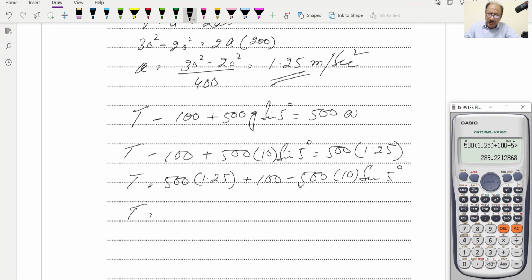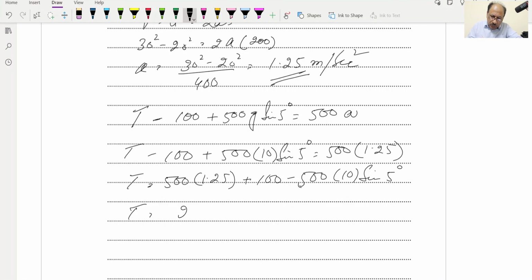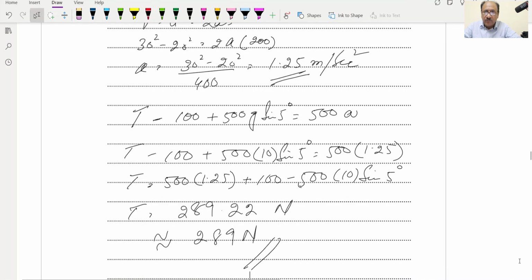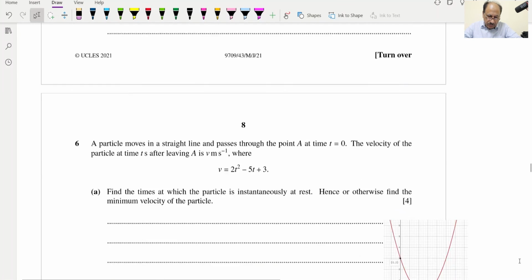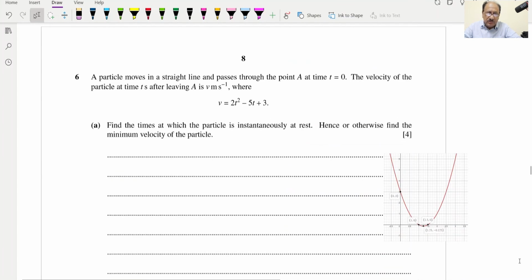So this is 289.22, and this is in newtons, so we can round it to 289 newtons. This will be the tension which we are supposed to find. Hopefully you understood each and everything. Now we can move to question number 6.